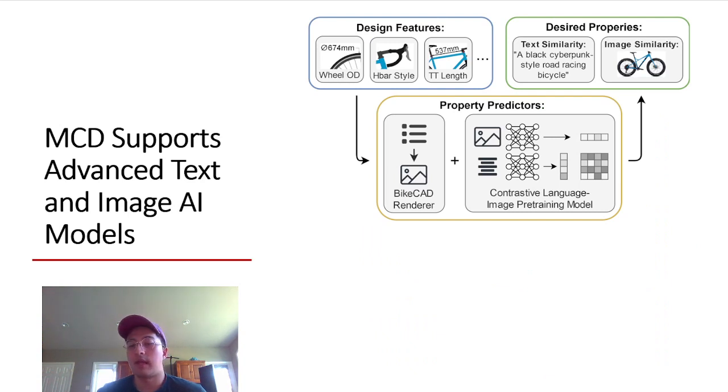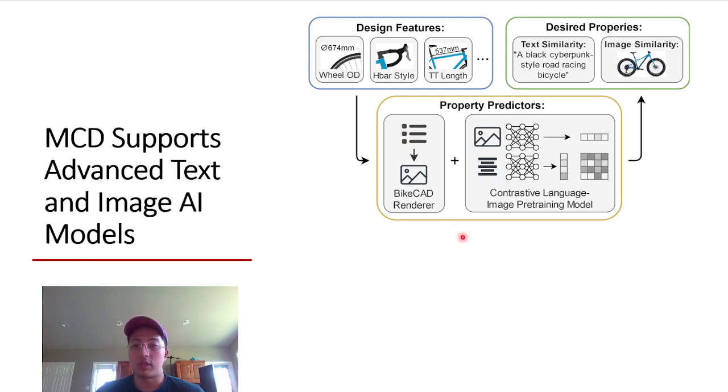So one other thing that I'd like to highlight is that the predictive models MCD uses can be very sophisticated if desired. Previously we gave an example with a simple regressor or a simple classifier as the predictor. But for example, to query bike designs using text and image prompts, we've set up a rendering pipeline for bicycle designs, which generates images from a parametric vector.